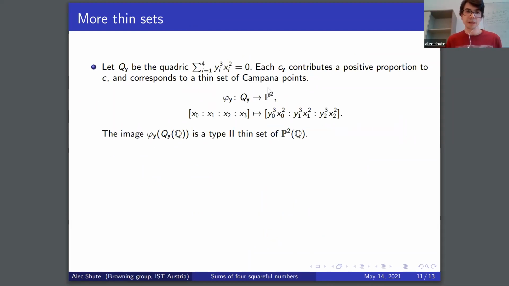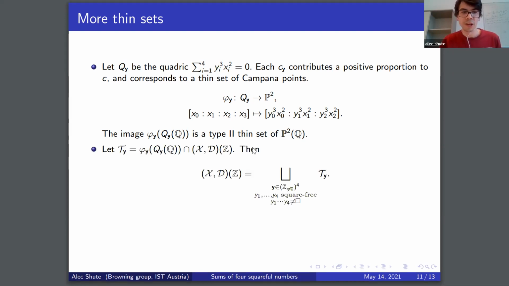But the thing is that each of these C_y's corresponds to a thin set of Campana points. And to see that, we can take a morphism from the quadric to P^2 as follows. And the image is a type 2 thin set in P^2. And then we can intersect that with our set of Campana points. And we get our Campana points as a disjoint union of the thin sets T_y.